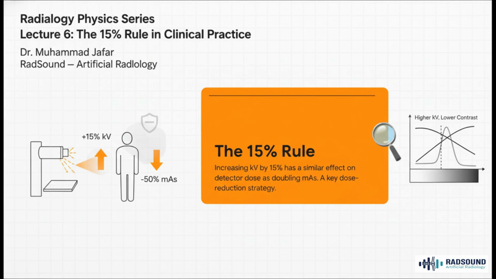The 15% rule is your secret weapon for lowering patient dose. You can increase your kV by just 15%, and then you get to cut your mAs in half, and you'll get roughly the same exposure to the detector. You've just slashed the patient's dose. Now, of course, there's no free lunch. The trade-off is you've also lowered your contrast by increasing the kV.